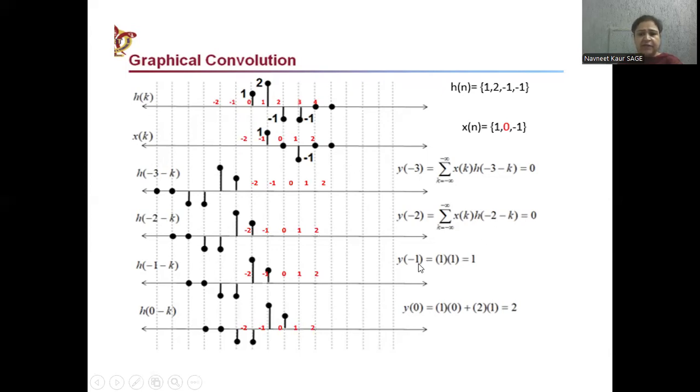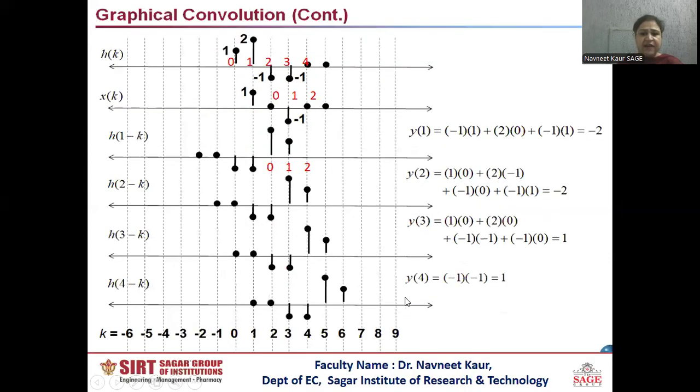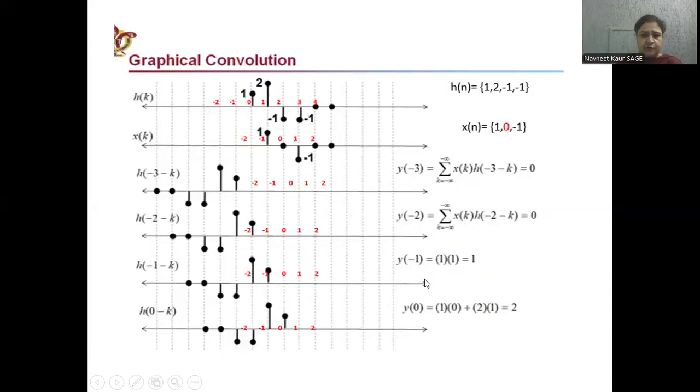So here we will have y of minus 1 as one sample on the left-hand side. We will have one sample at n equal to 0, y0, and we will have 4 samples on the right-hand side, which are y1, y2, y3, and y4.